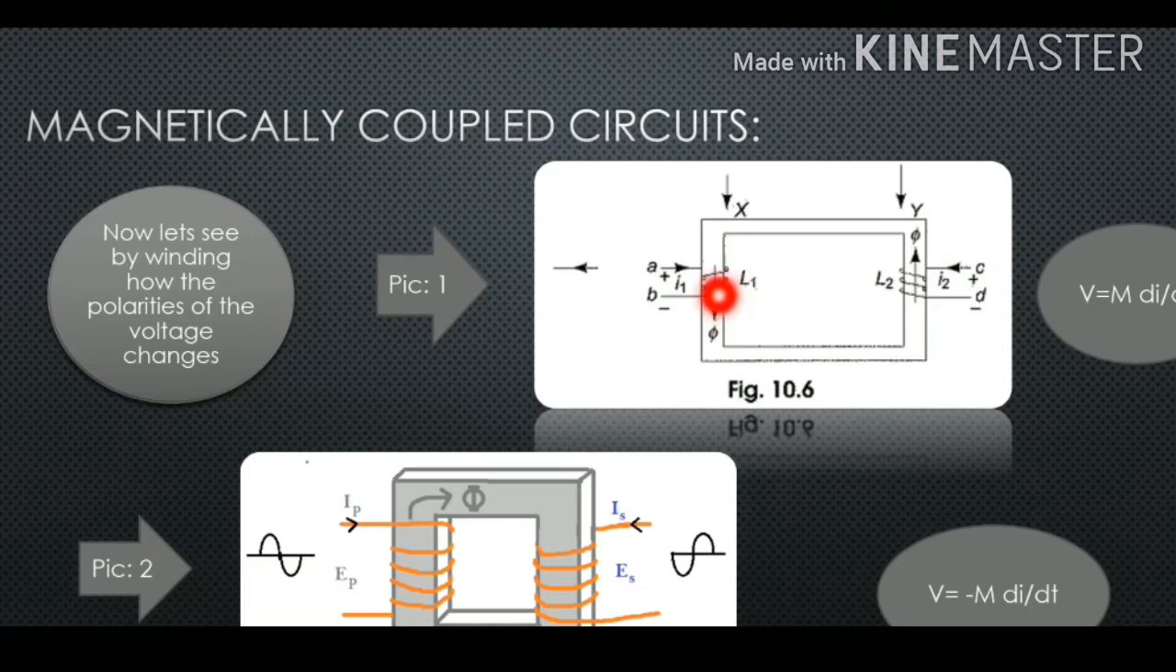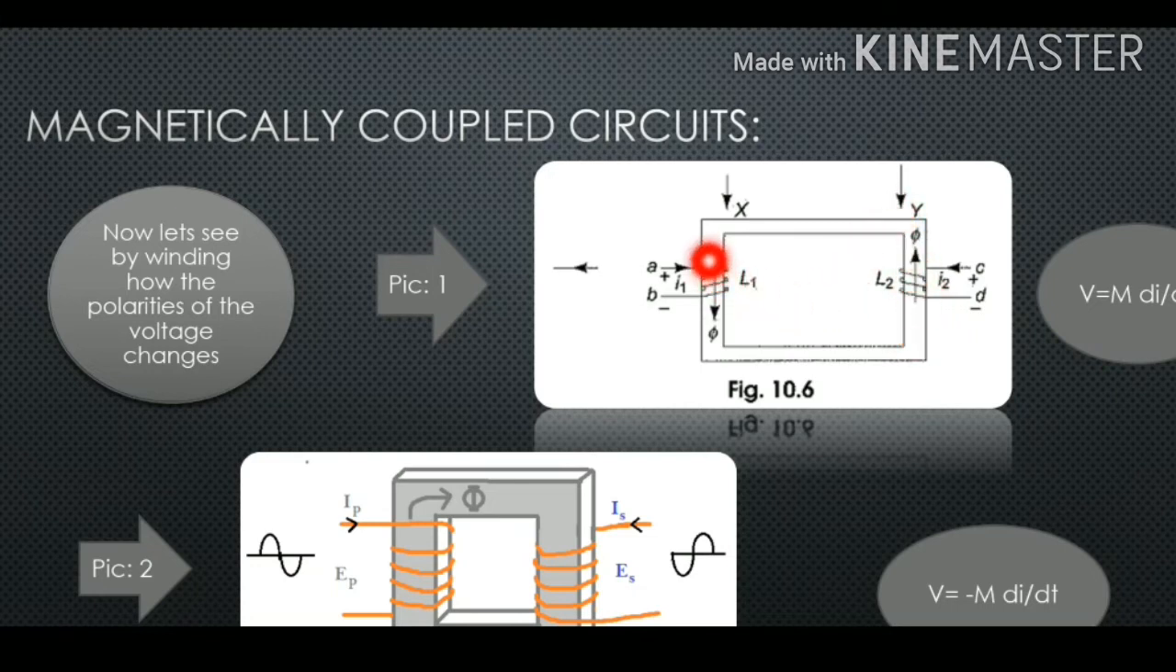Here the flux produced due to the current flowing in the primary coil is found by Fleming's right hand rule. As the current flows in this direction, the flux induced due to the current flowing in the primary coil will be downward, and since the current flows in this direction, the flux induced due to the current flowing in the secondary coil will be on this side.